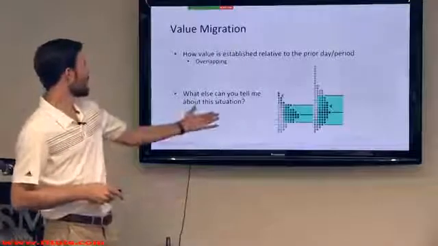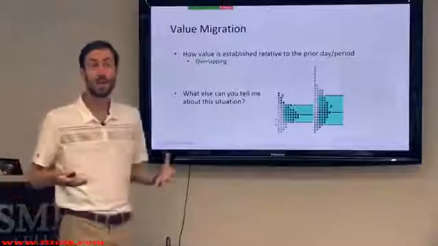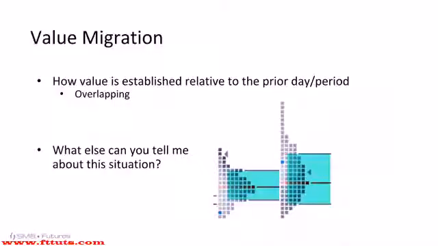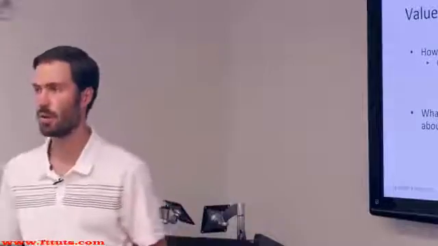So here's an example of overlapping value. There's really no value migration. We're essentially forming a balance, right? We're not really doing anything. This is a tough question here. You've got to really take what we've talked about and go deep. What else can you tell me about this situation here from a market profile perspective?